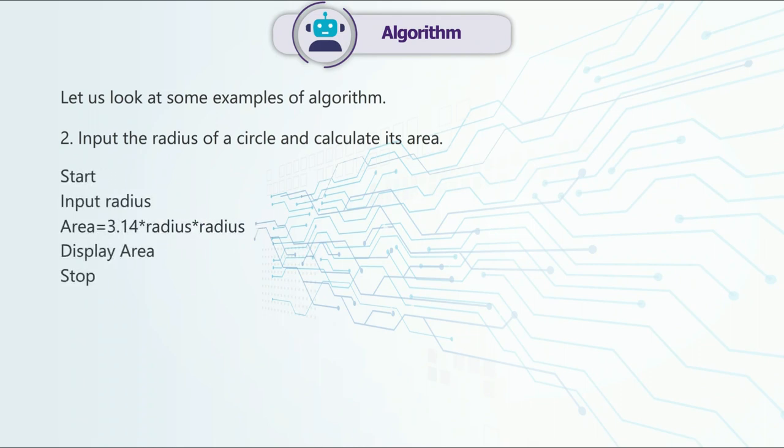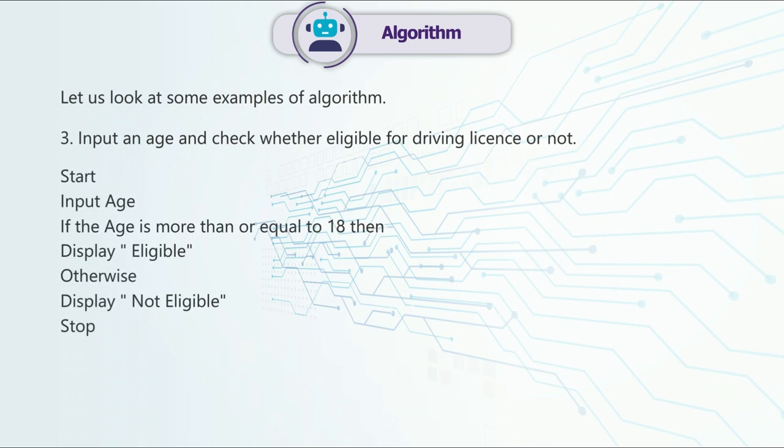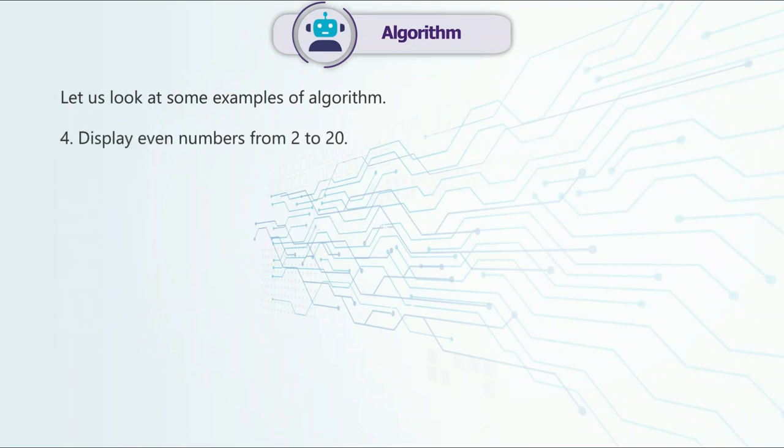Start. Input radius. Area is equal to 3.14 multiplied by radius multiplied by radius. Display area. Stop. 3. Input an age and check whether eligible for driving license or not. Start. Input age. If the age is more than or equal to 18, then display eligible. Otherwise, display not eligible. Stop.